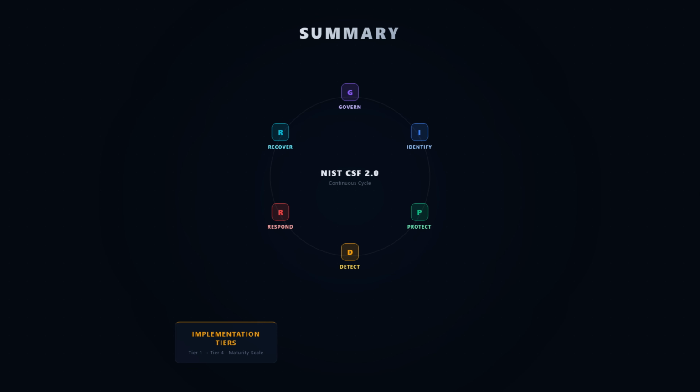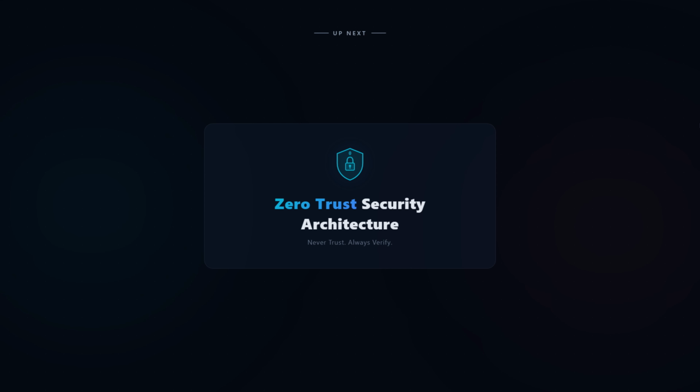In short, today we learned about the 6 functions of NIST CSF: govern, identify, protect, detect, respond, and recover, which work as a continuous cycle. In addition, security maturity is identified through implementation tiers, and the gap between current and target status is identified through profiles. We also saw its differences with Kill Chain, MITRE ATT&CK, and ISO 27001. Finally, NIST CSF is a flexible framework that can be customized according to the organization's own risks and needs. This was a complete breakdown of the NIST Cybersecurity Framework.